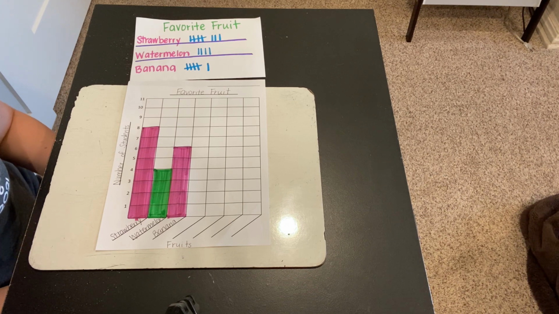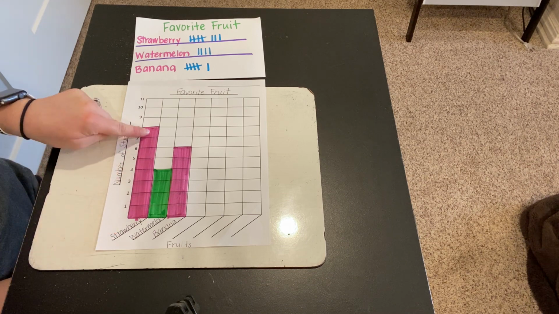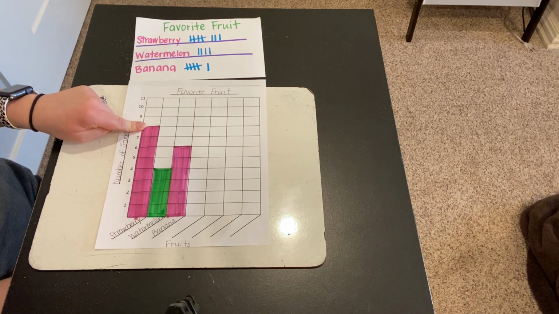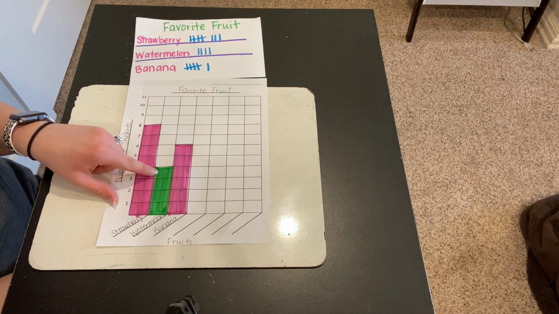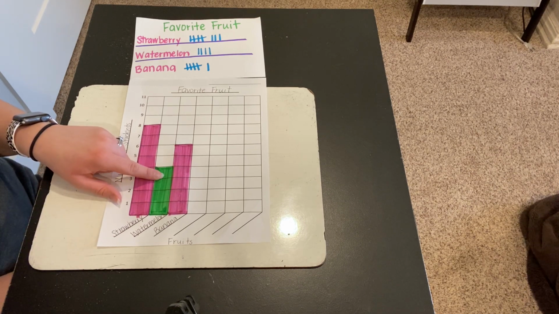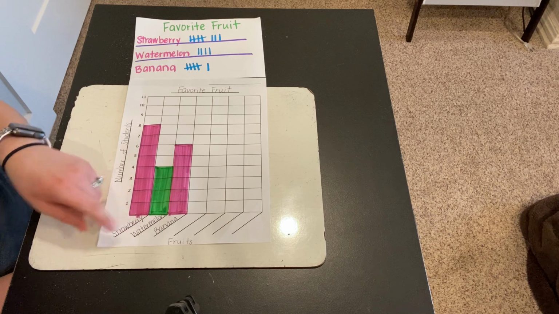Which fruit was chosen the most? Strawberry, right? It had the most number of votes. Which fruit was chosen the least? Watermelon was chosen the least. It had the smallest number of votes, and you can just look at the graph and see that.